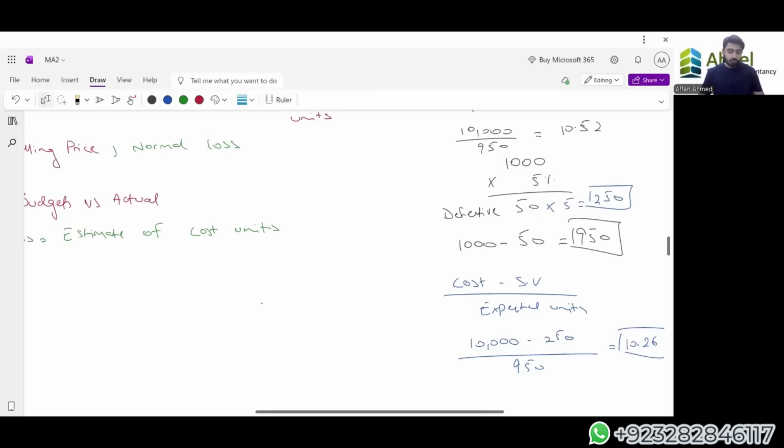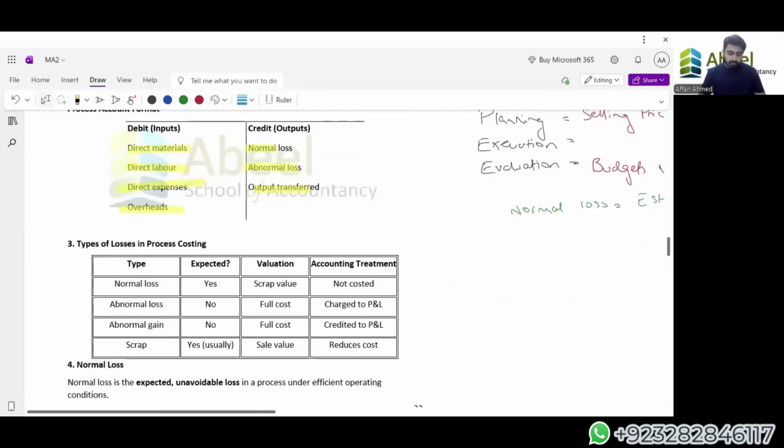So let's quickly go through the wordings of it. Here we can see that normal loss is expected. Does it have any value? It has value if there is a scrap value for it. The accounting treatment is that it will not be costed. That means the 50 units that were at a loss are not going to have a particular cost at the end of the day. They have a zero cost because the cost of those units is transferred to other units.